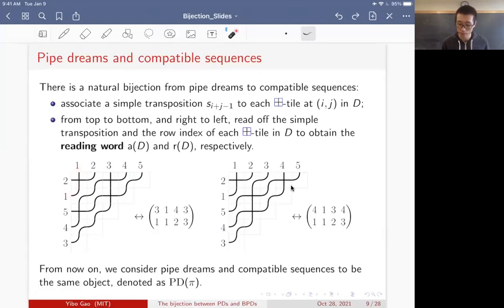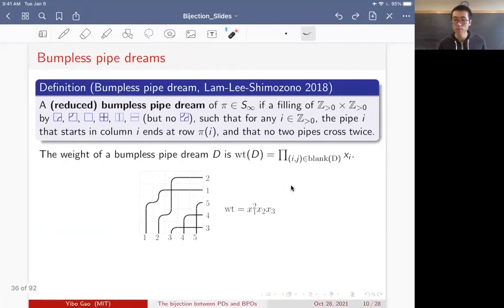I see. And just one more question: is it true that a pipe dream must be a bumpless pipe dream? What is the connection now? Oh, okay, I guess you'll explain that later. Sorry, I didn't fully get the question. But they are both combinatorial objects that enumerate Schubert polynomials. I see. That's what this project is about. Okay.